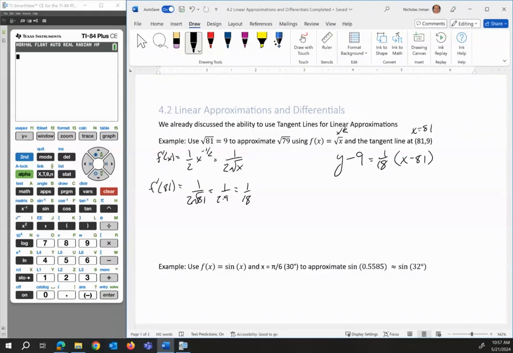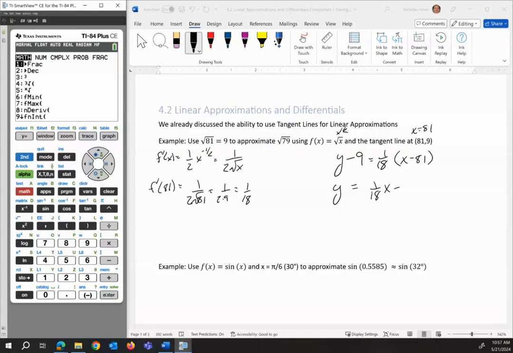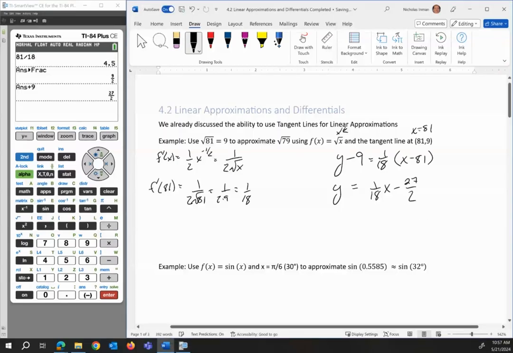So we have this. Now we can rearrange and simplify it a little bit. The 81 and the 18 will reduce: 1/18 x minus 81 divided by 18, which is 4.5, or 9/2. But then I have to add the 9 to it, so 27/2. That's not a terrible fraction. We can work with that.